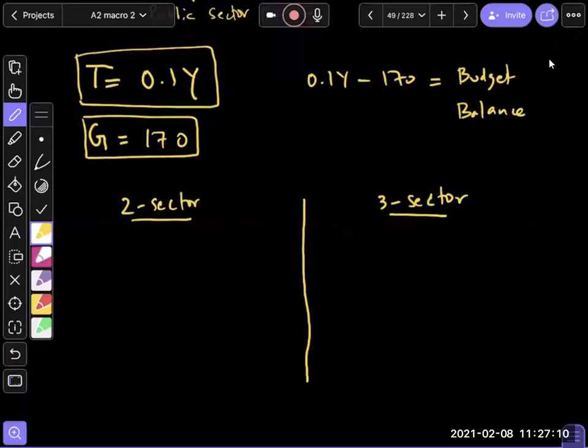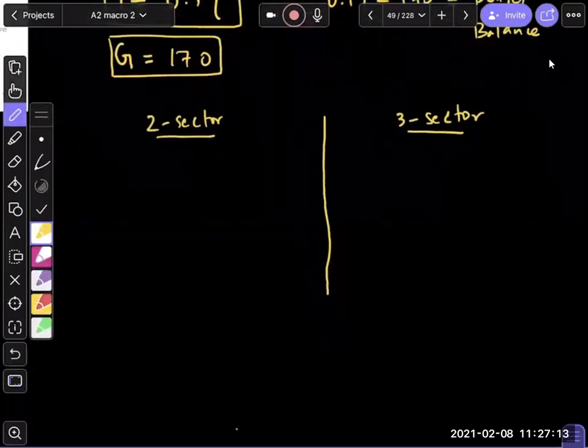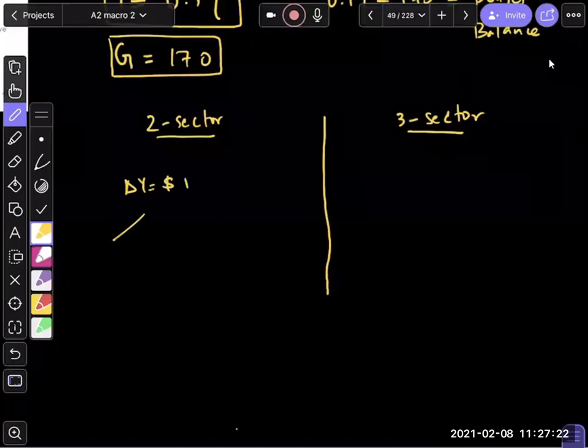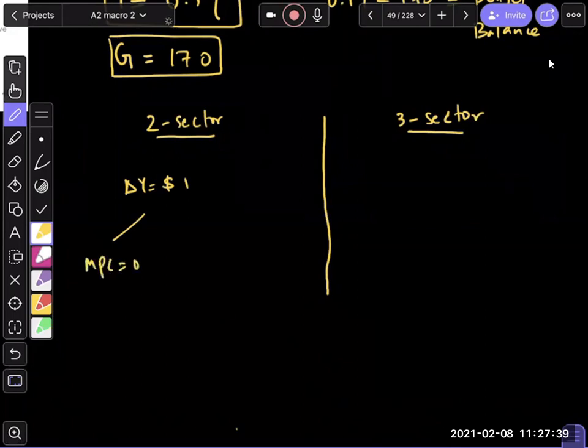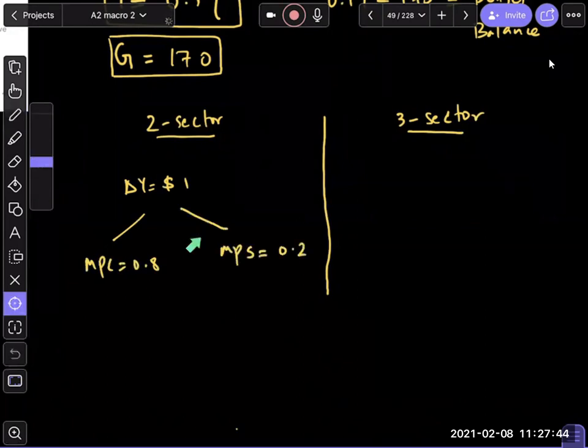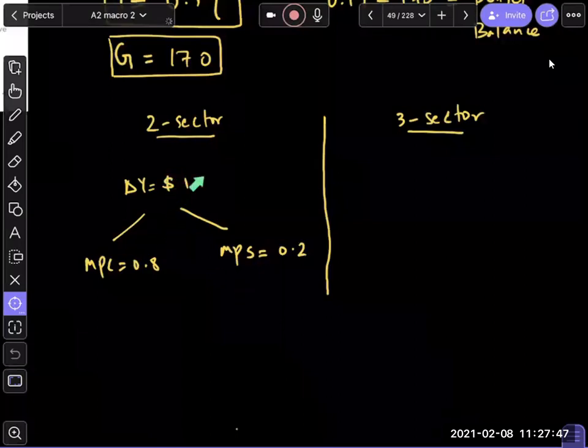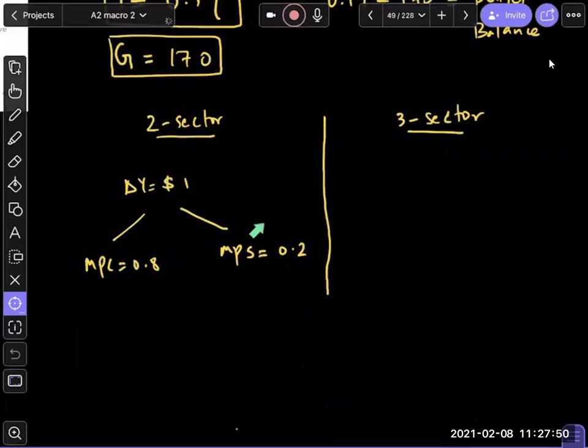Guys, in a two sector, if I give you a dollar, if a change in Y is $1, what was your MPC? Remember MPC? What was our MPC? Look at your notes. 0.8. Shabash. The MPC was 0.8 and MPS was 0.2. And so in a two sector, there was nothing else that was happening with my income. If I give you a dollar, 0.8 you consume, 0.2 you save.